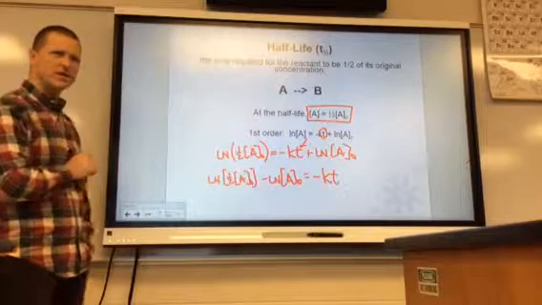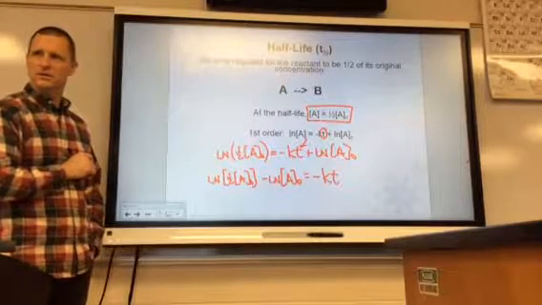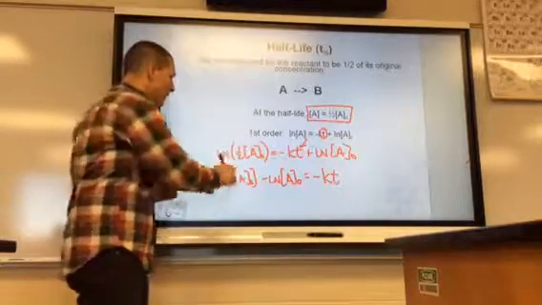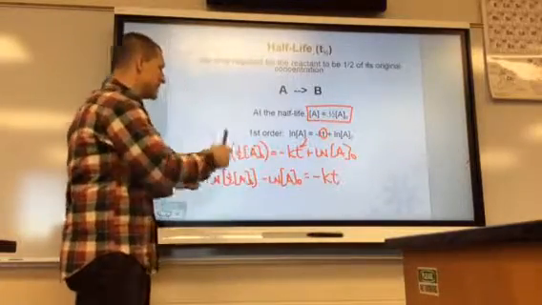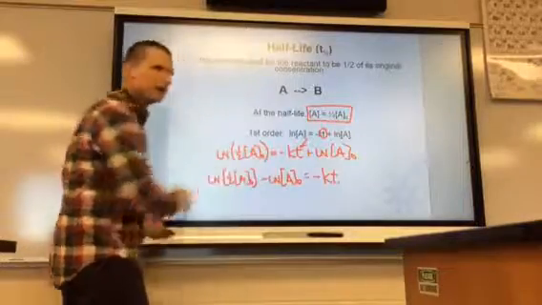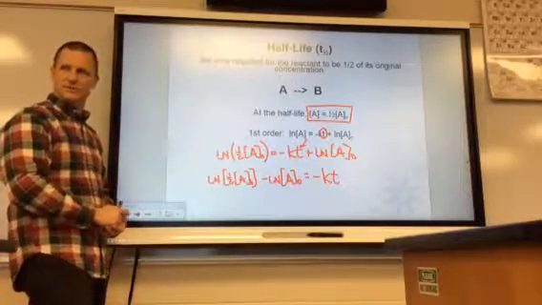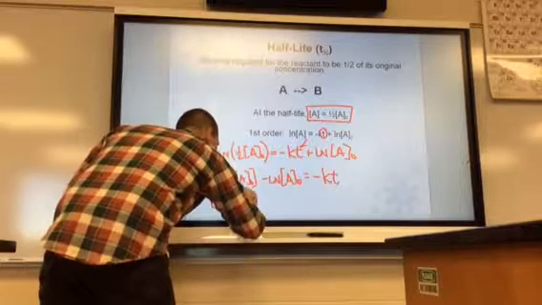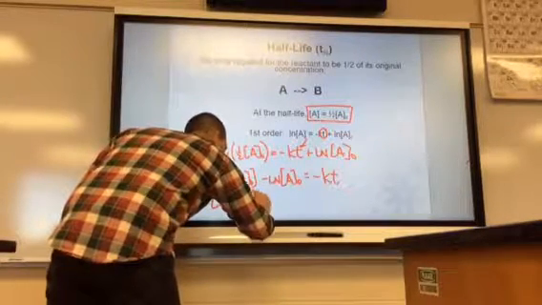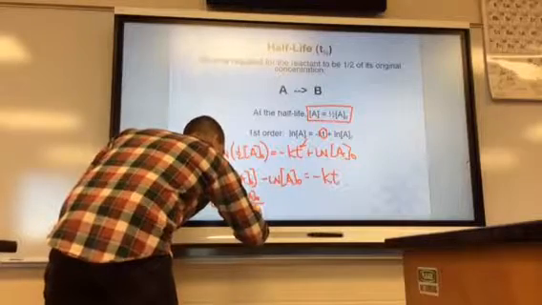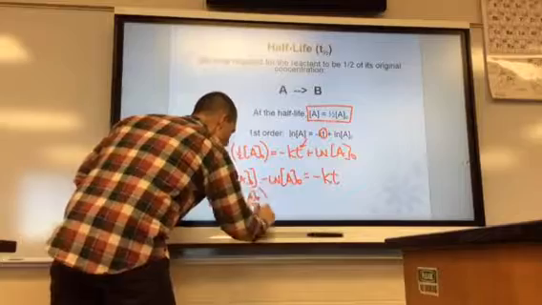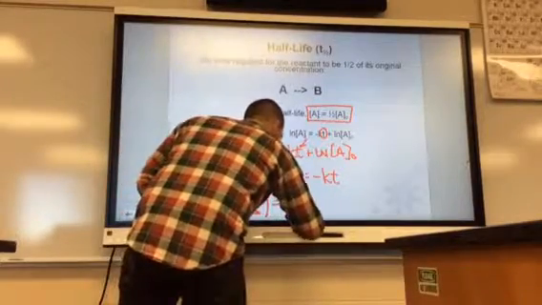Is there anything you want to do with the left side? We can do ln of. Yes, we can use the properties of logs. If we have ln of something minus ln of something, that's the same thing as ln of that divided by that. Shall we? That'll be fun. Come on. ln of 1/2 A0 over A0. There we go. Equals negative kt.